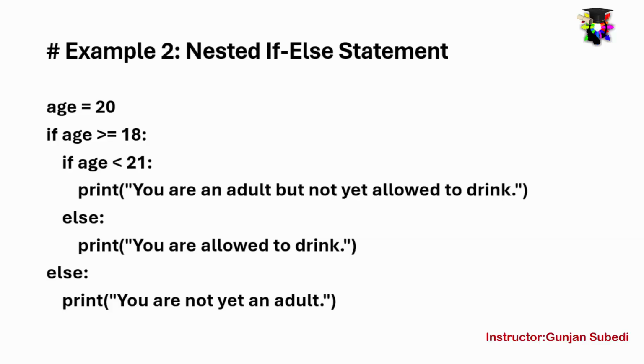This means if the person is younger than 18, this line prints a message that they are not yet an adult. Let us see the execution of this command in Python. The person's age is 20, which is greater than or equal to 18, but less than 21. So it will print, you are an adult but not allowed to drink. So this is what it is printing over here.